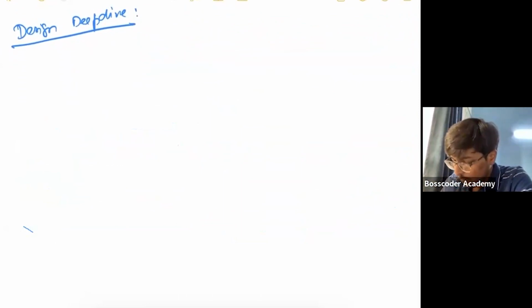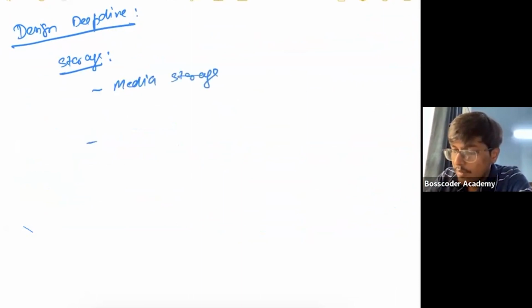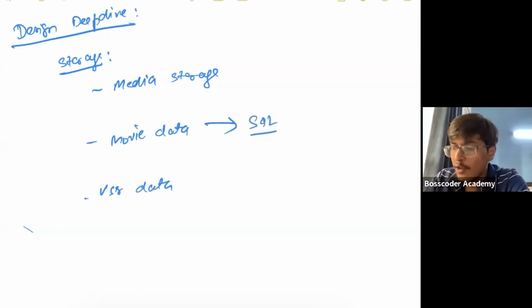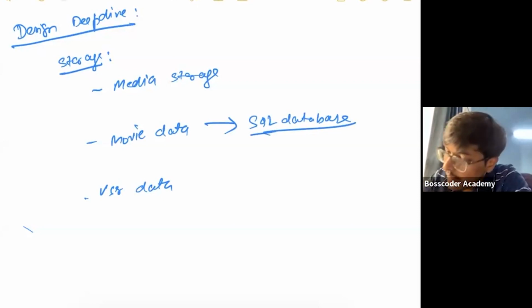So first of all, let's start with storage. If you remember, we have three types of storage: media storage, movie data, and user data. Tell me in what type of storage you will store movie data. In a SQL kind of database, right? Where you can query something very quickly, where I would say query is fast.